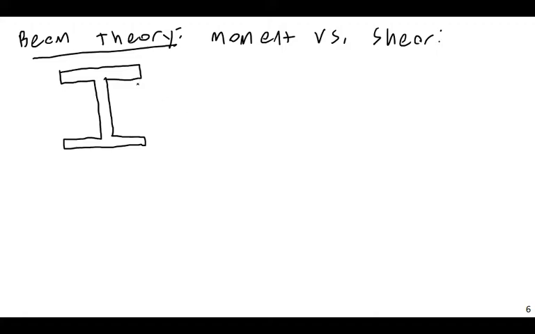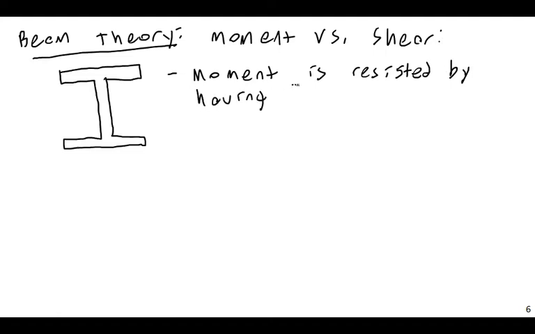A W section is fundamentally designed to create the maximum amount of area as far away from the centroid as possible. Moment is resisted by having lots of cross-section far away from the centroid. Far from the centroid.